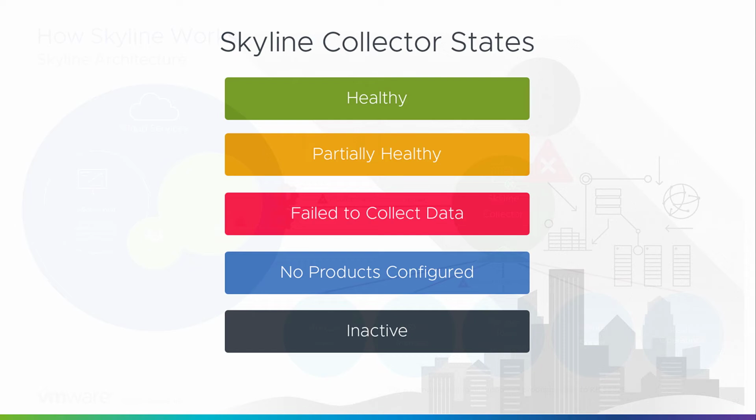And speaking of health, there are 5 states that your collector can have, ranging from healthy, partially healthy, failing to collect data, no configured products, or inactive. And at the end of this segment, I'll provide a link to a troubleshooting guide that goes into detail on their key characteristics, as well as provide recommendations on how to restore them to a healthy state.